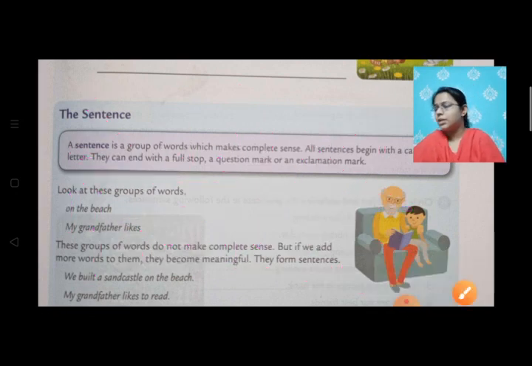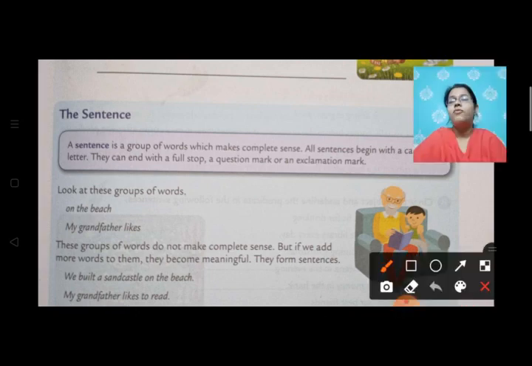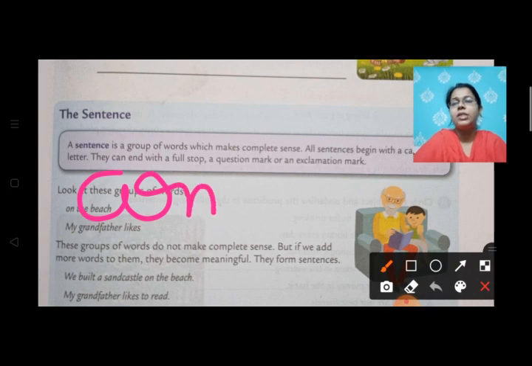Now, what is the definition of sentence? हम सेंटेंस किसको कहते हैं? A sentence is considered to be a group of words which has complete sense.